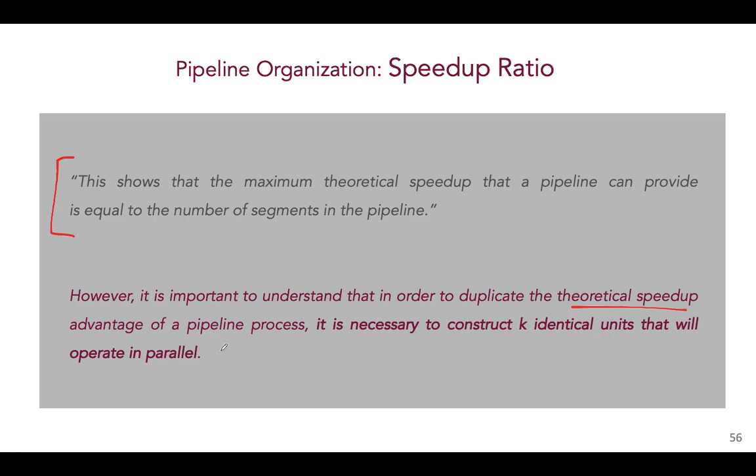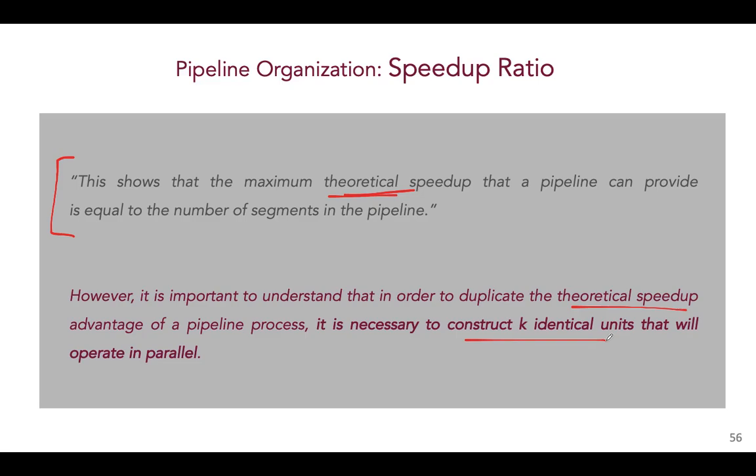If one fails, they all fail. And that kind of perfection is impossible to achieve in a realistic setting. And that is why we call it a theoretical speed up. Because it's theoretical, it's hard to achieve in real life because it's impossible to construct K identical units.